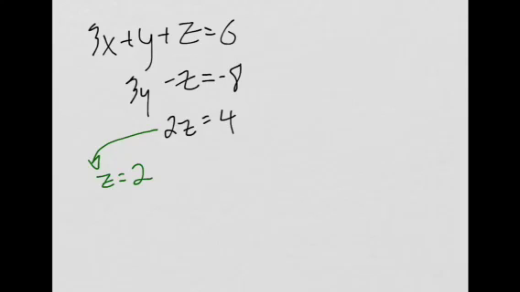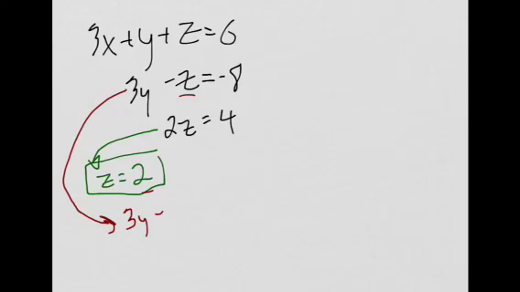2. So from here, maybe I'll box that, because that's one of my answers. My next thing I'm going to do is figure out what y is. If you look at this equation right here, it's got a z in it, right? And I know that z is 2. So what I can do is rewrite that as 3y minus 2 is equal to minus 8. Add 2 to both sides, I get 3y equals minus 6. Divide by 3, and I get y equals negative 2.